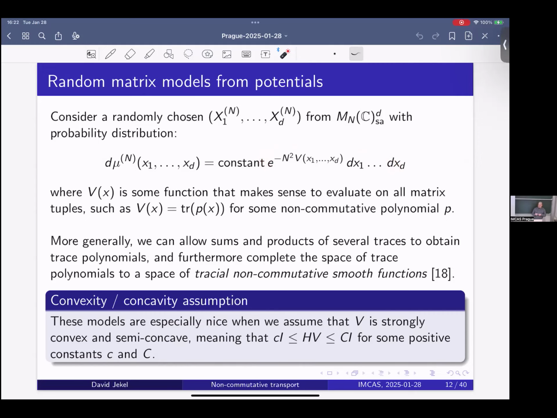And then in a lot of the theorems that I give, we'll want to assume that V is convex. In fact, you'd want it to be strongly convex, which means that even after subtracting a multiple of the norm of x squared, it's still convex. Or another way you can think of it is, in the distributional sense, the Hessian of V is bounded above and below by some positive constant. So this would be strongly convex and semi-concave.